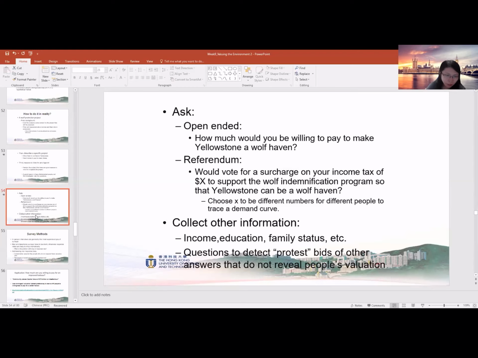And finally, a surveyor would be interested in collecting other information, including income, education, family status, political affiliation, and so forth. And a trick here is that you want to design questions to detect protest bids, or maybe some environmental family would say, I would like to pay $1 million for a wolf protection zone, or whatever, showing attitudes. You need to make sure that when someone's saying 1 million, it's for real. You basically want to rule out the non-serious answers as much as possible.